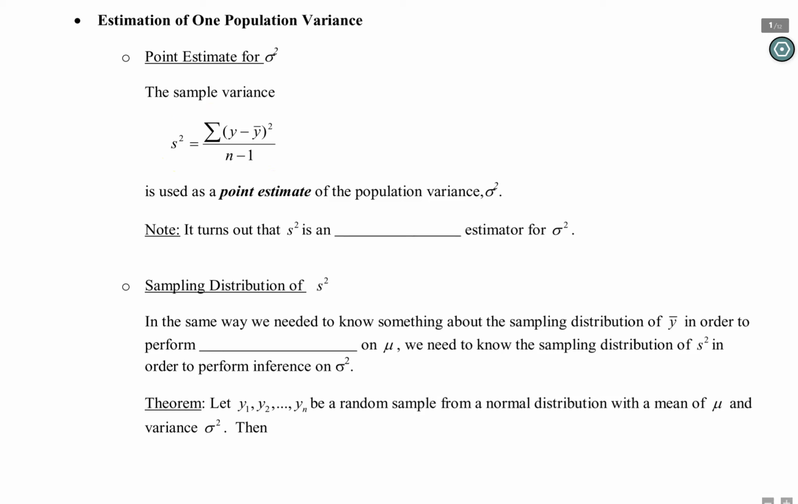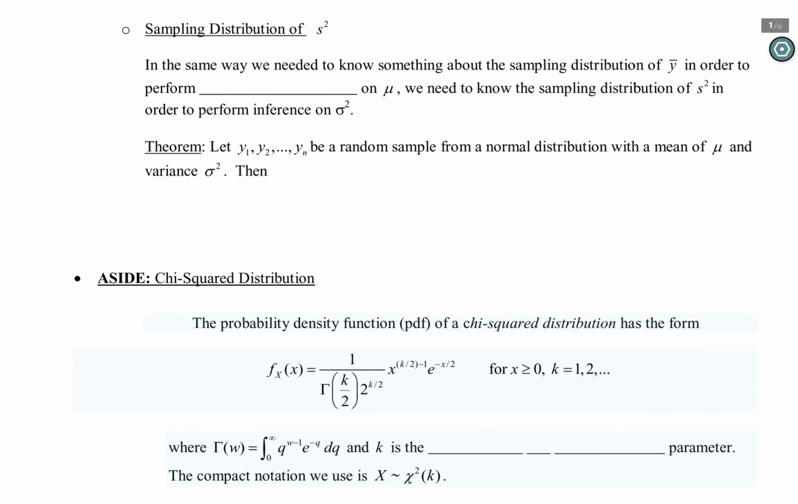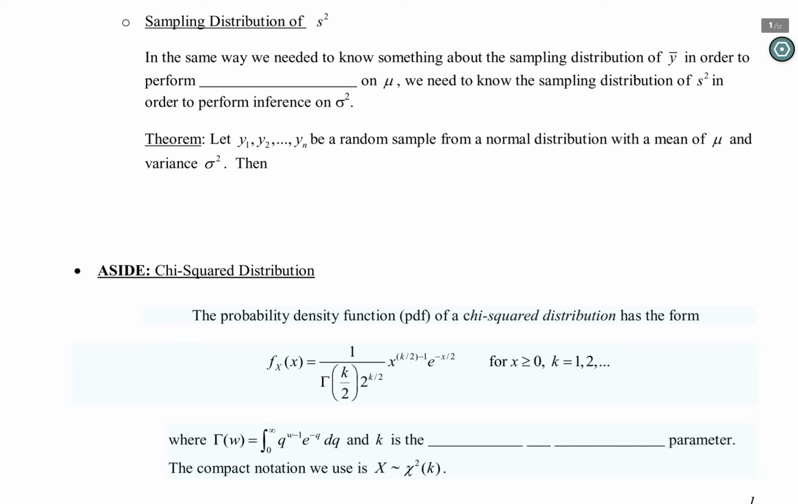Now it turns out that S squared is an unbiased estimator for sigma squared. That means the average value of S squared is equal to sigma squared. In some sense that's a nice property for this estimator to have.